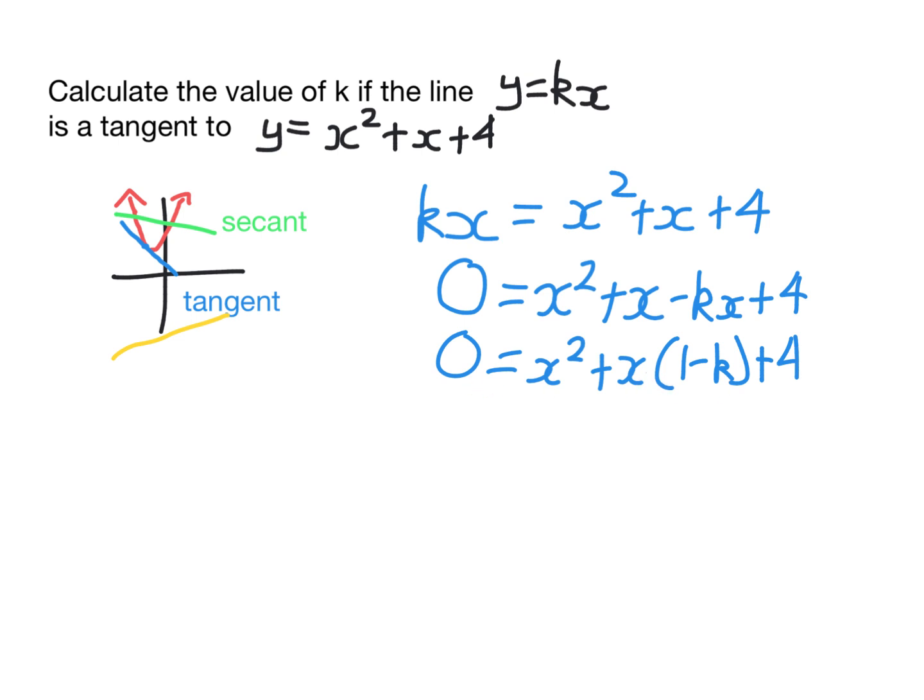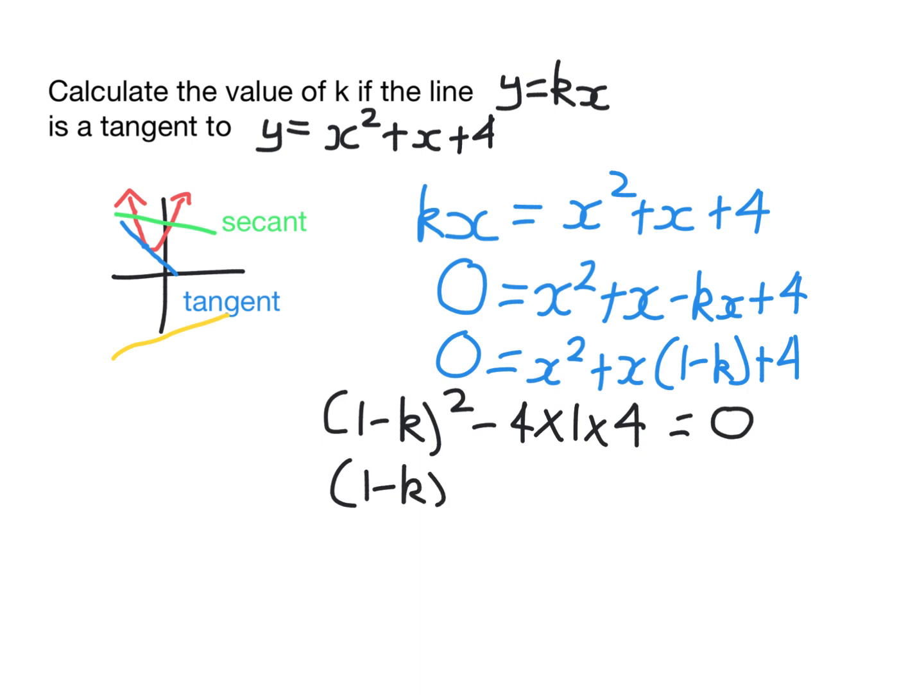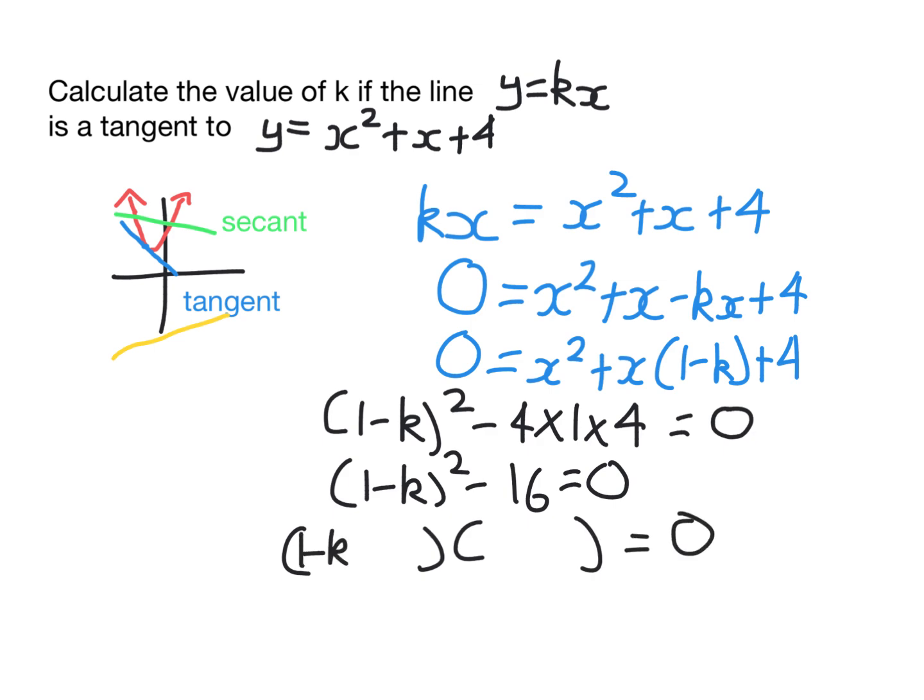See, if this equation has one and only one solution, that means the discriminant is equal to 0. The discriminant is b squared minus 4ac. That has to be 0 if there is to be one and only one solution. So I get (1 minus k) squared minus 16 equals 0. So I'm going to use difference of two squares. Perfect square minus a perfect square. You set up two brackets. Square root the first. Square root the second. One gets a plus, one gets a minus.